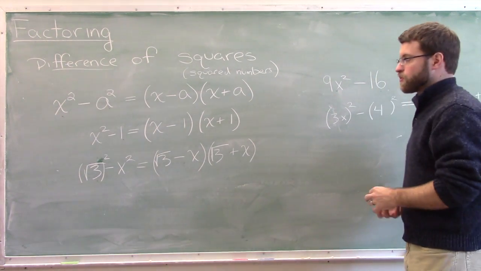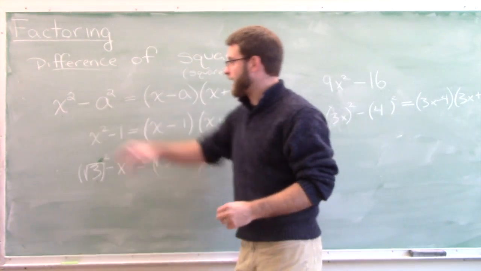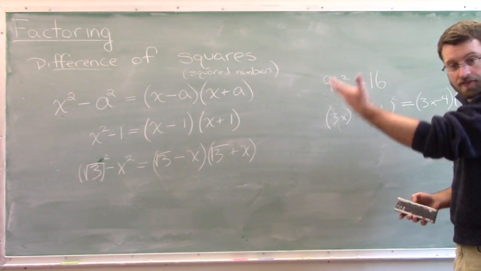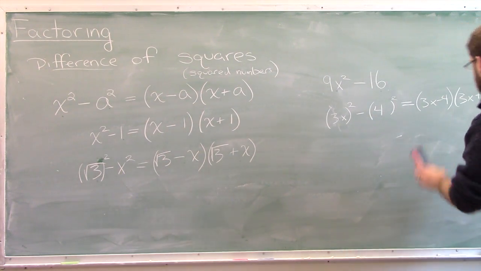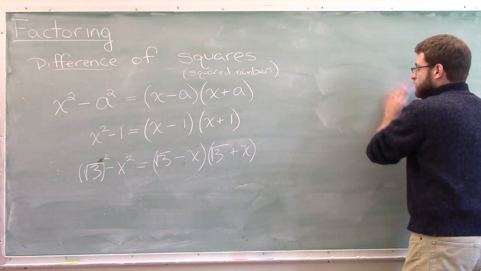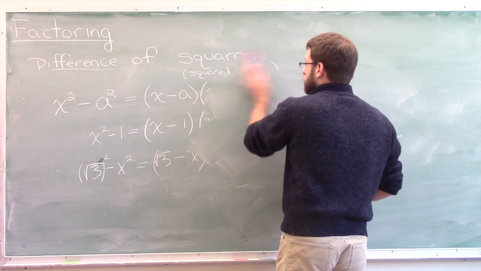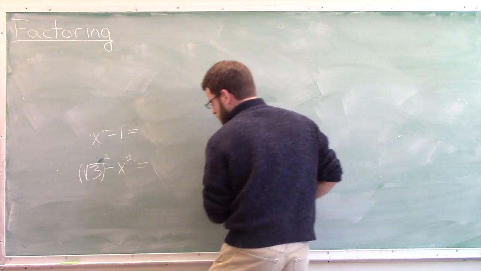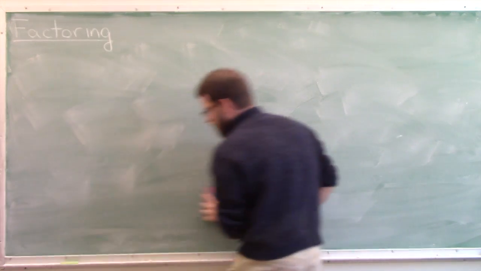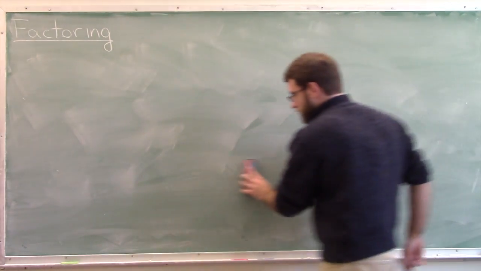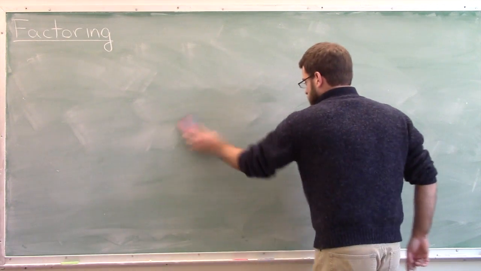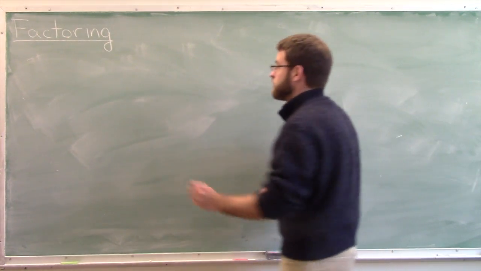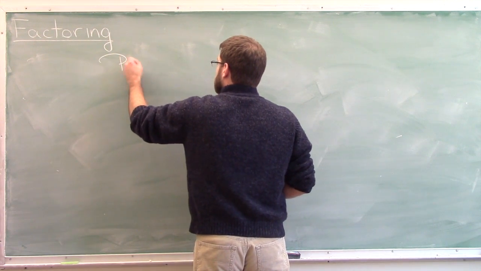So that's the difference of squares pattern. It's one option for factoring really pretty simple polynomials if they have that pattern, difference of two squares. We're going to look at one more simple pattern that comes up in factoring, and then we'll look at some other options in different videos. Okay, so the next pattern that I want to consider is called a perfect square.